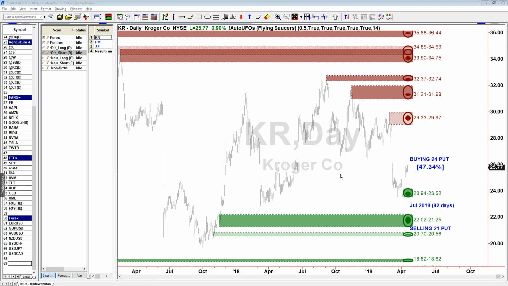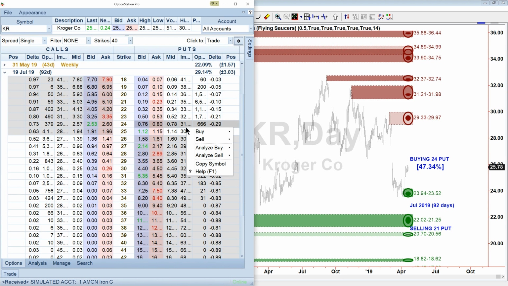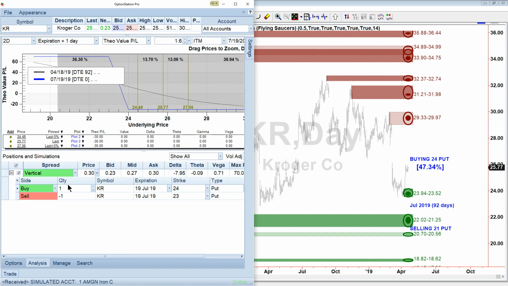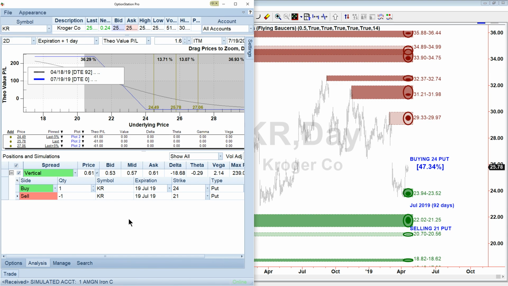So let me simulate that just to give you the values, and we will call it a day. I am analyzing buying a vertical made of buying the 24 and selling the 21. As you can see, doing that would produce a trade that costs you $57 per contract, per put, per spread.